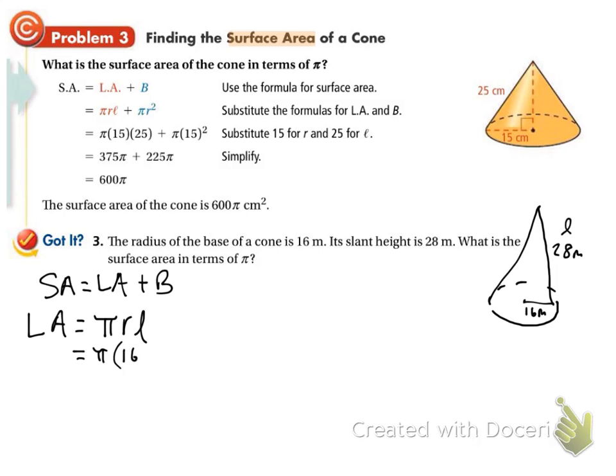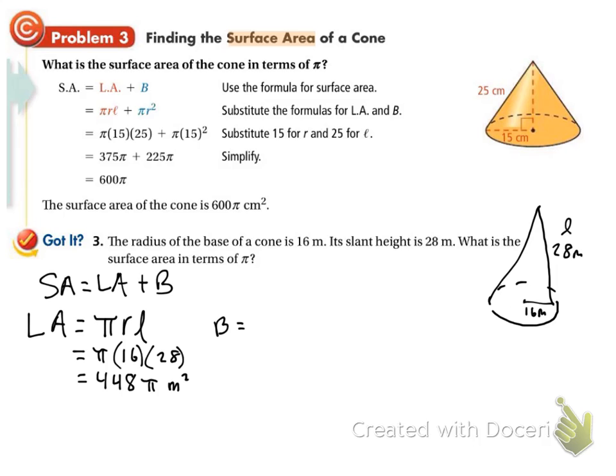So we're just going to plug in for lateral area: pi times 16 times 28. And they want us to leave it in terms of pi, so you're only going to multiply those numbers there. Well, pi is a number, but you know what I mean. So 16 times 28 gives us 448, and so we've got 448 pi meters squared.